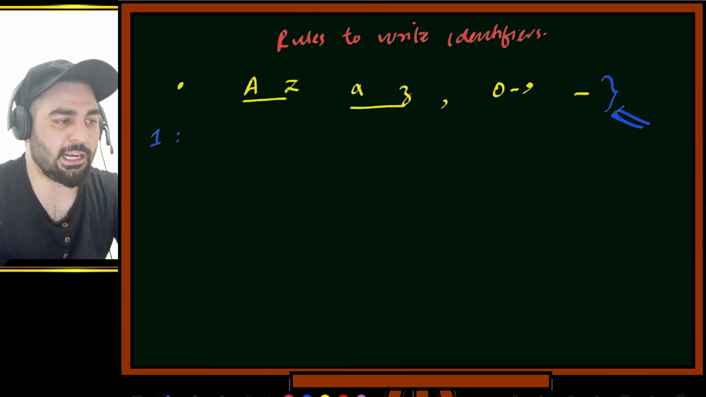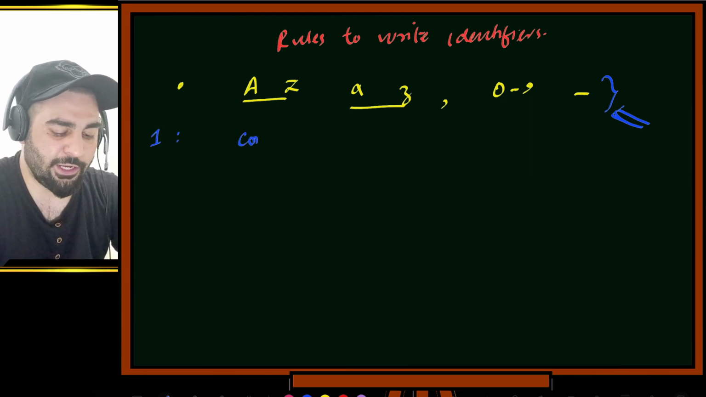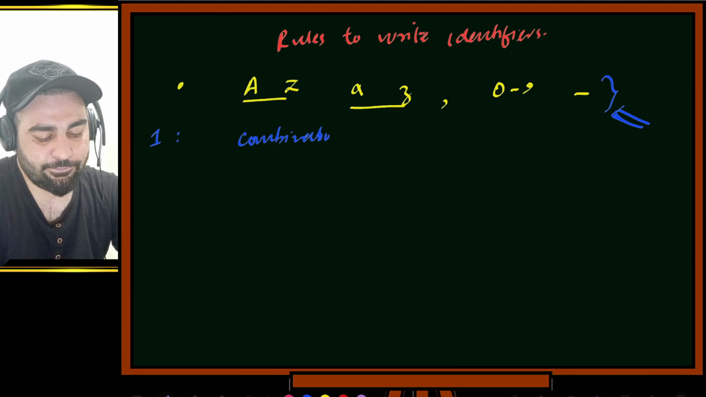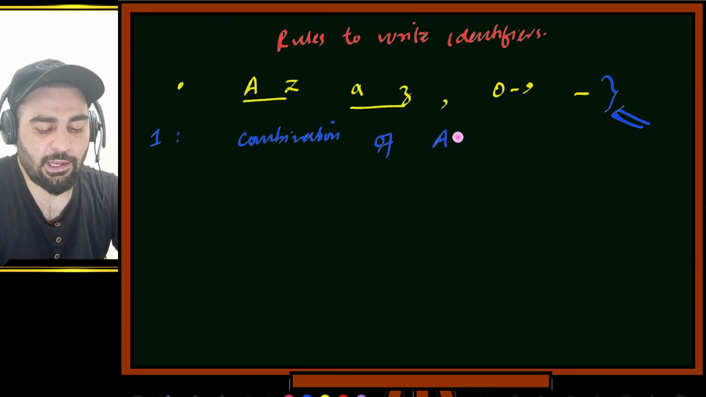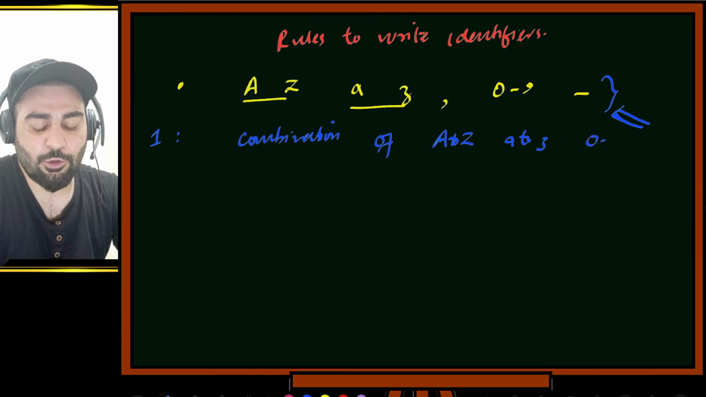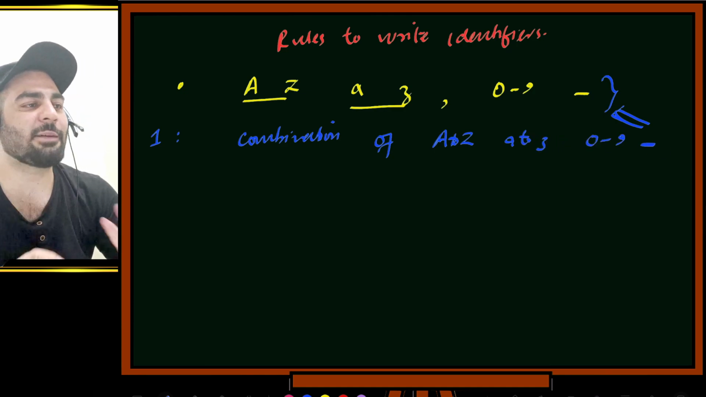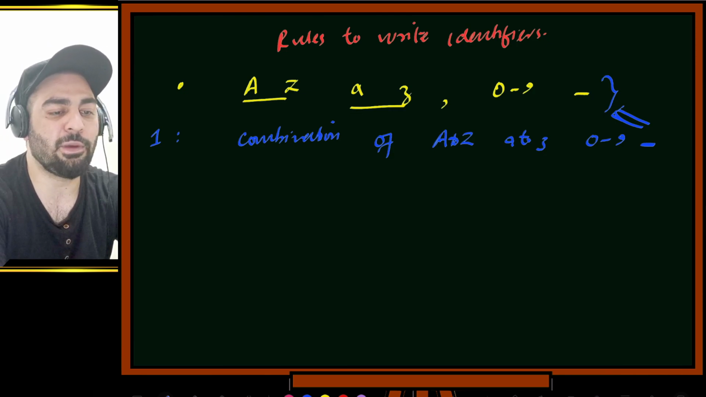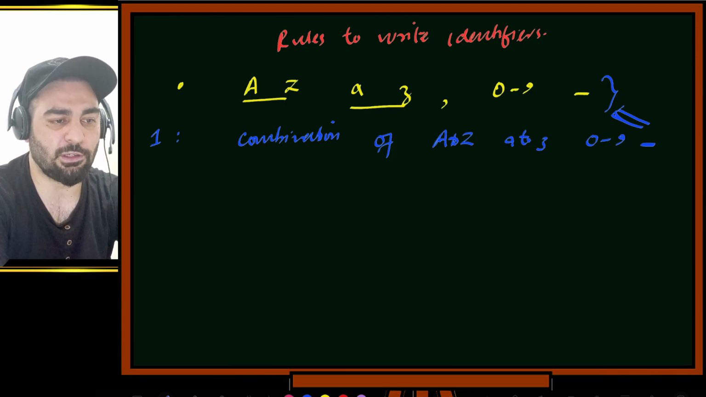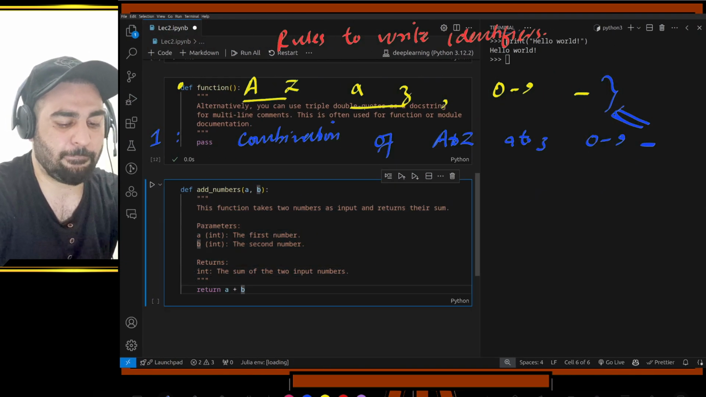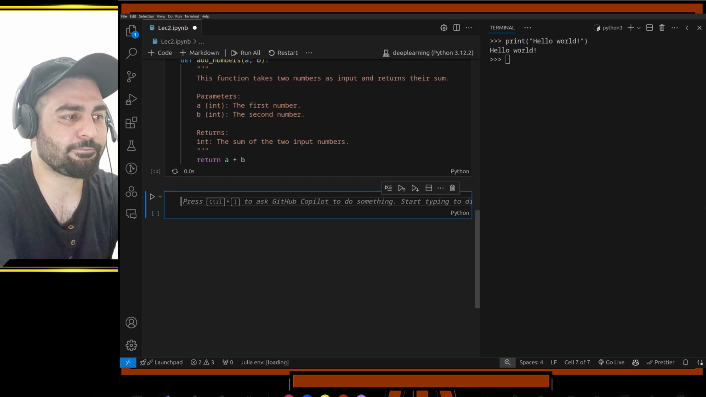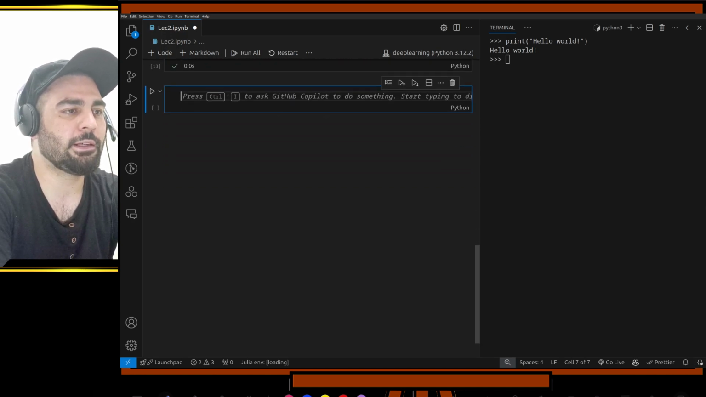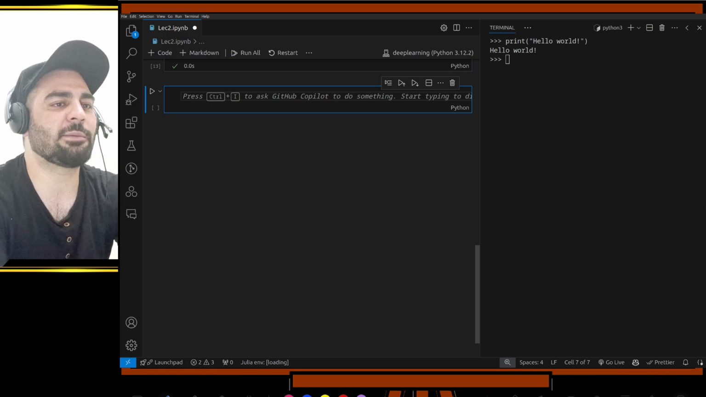The first rule I said is a combination of A to Z, 0 to 9, and the underscore is allowed. Except these, nothing is allowed. Let's go to the coding environment and make some identifiers, and you should tell me whether they are valid or not according to the first rule. I hope that you can see the screen. I'll sometimes use this prompt over here.